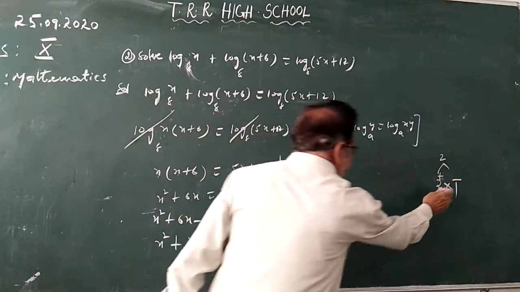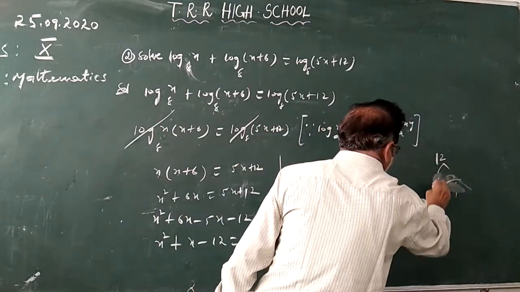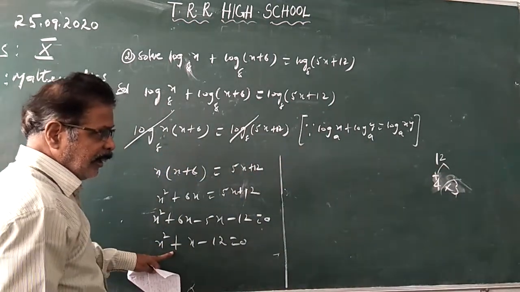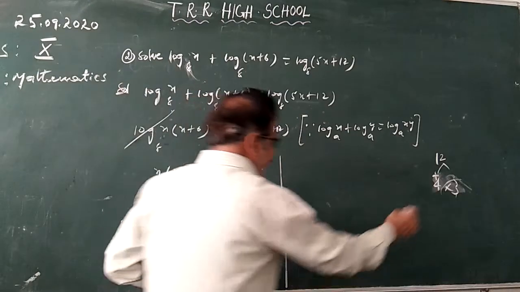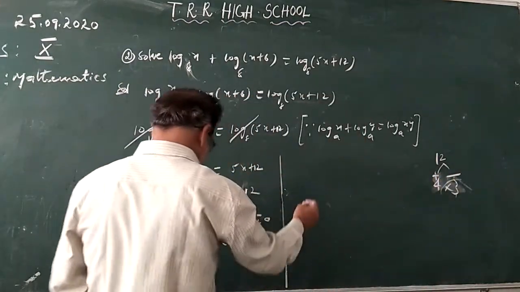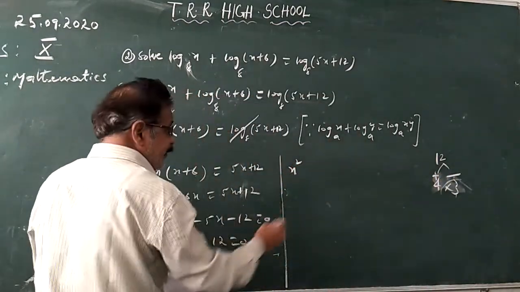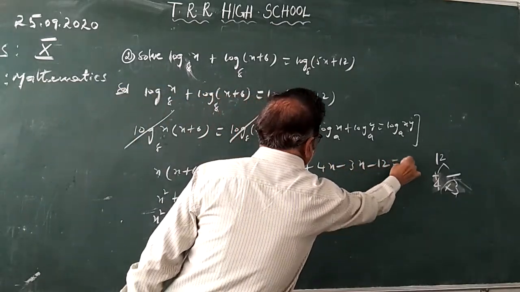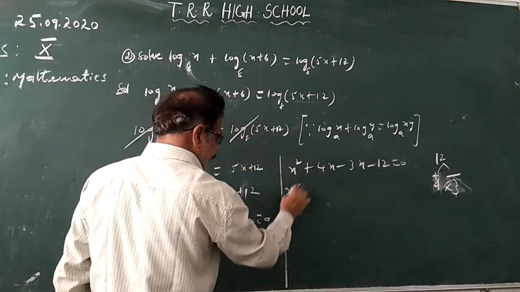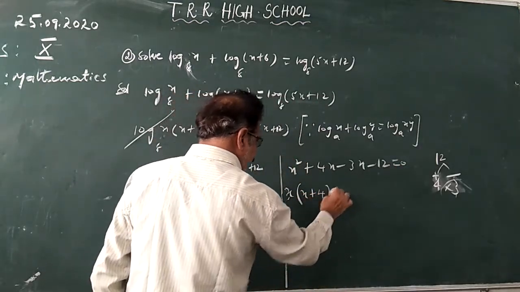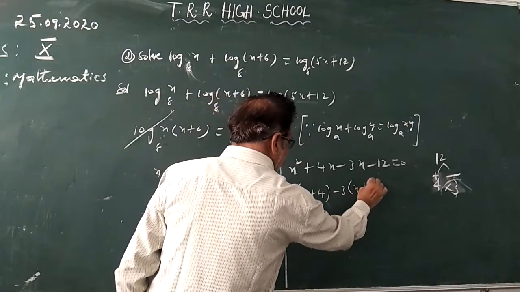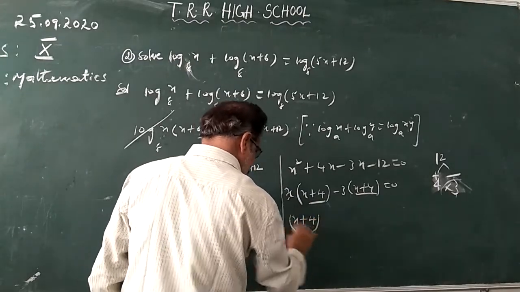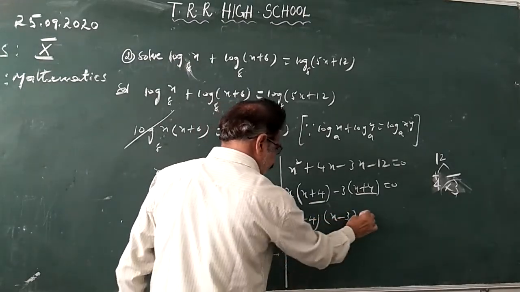Factorize 12: 4 and 3. The middle term sign goes to the greater factor, which is plus. Here the constant is minus, so give the opposite sign. So instead of plus x, write plus 4x minus 3x minus 12 equal to 0. x common: x times (x plus 4) minus 3 times (x plus 4) equal to 0. Again x plus 4 common, so x plus 4 times x minus 3 equal to 0.